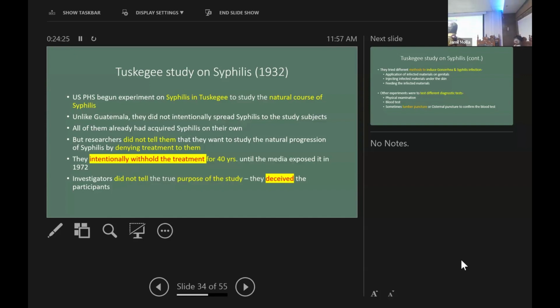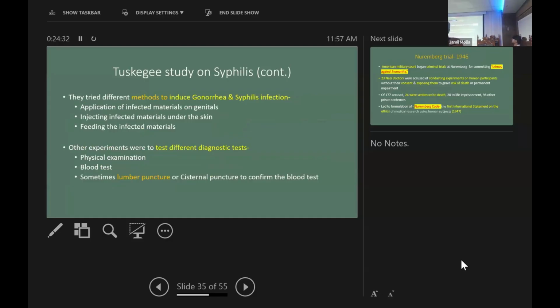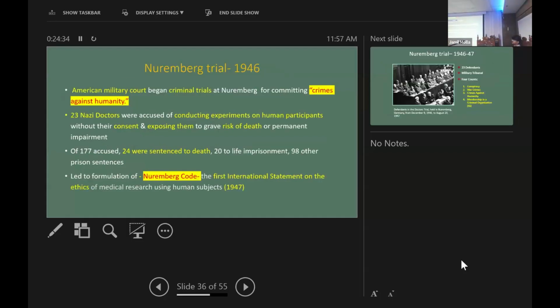So a large number of people were deceived about their treatment. There are many such experiments. Now the Nuremberg Code: these atrocities were reported, involving human trials, and ultimately an American court was set up and held criminal trials against crimes against humanity. 23 Nazi doctors were accused, and 24 were sentenced to death. Many others were sentenced to imprisonment, and ultimately these trials led to the formulation of the Nuremberg Code.